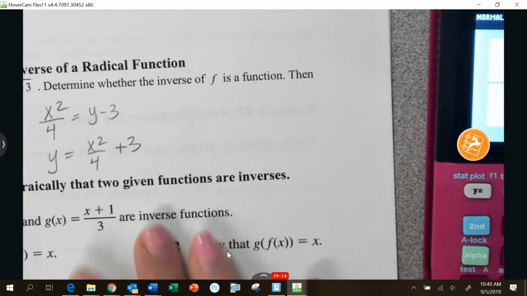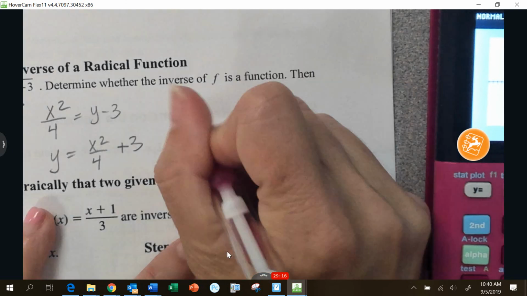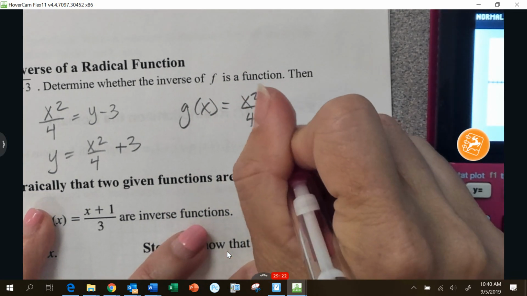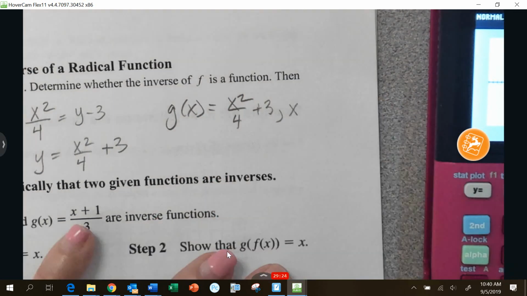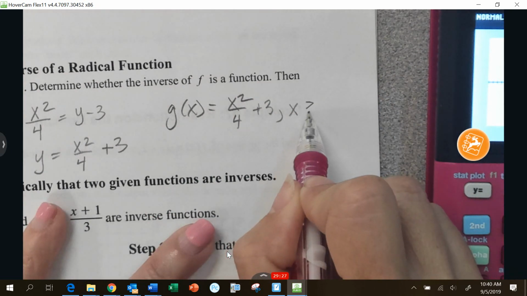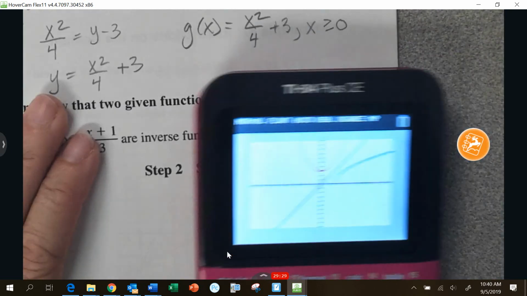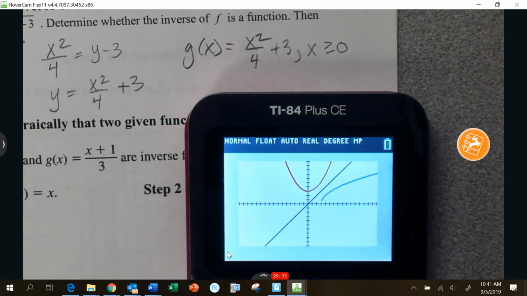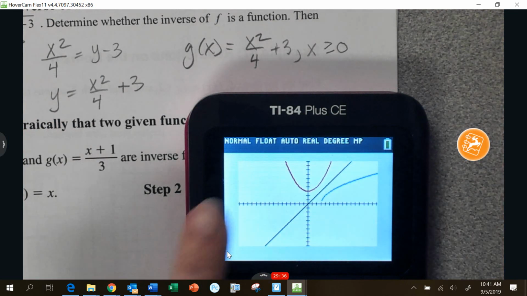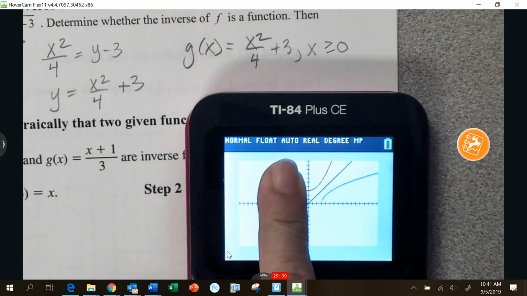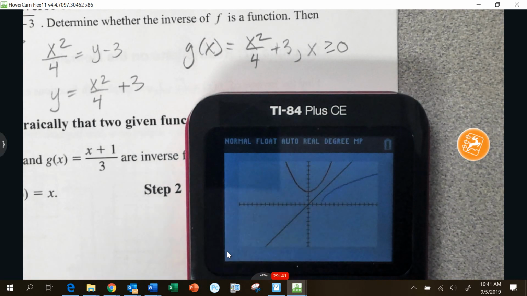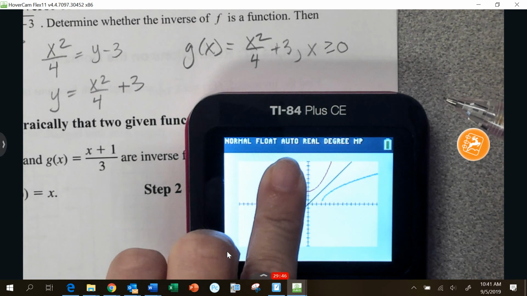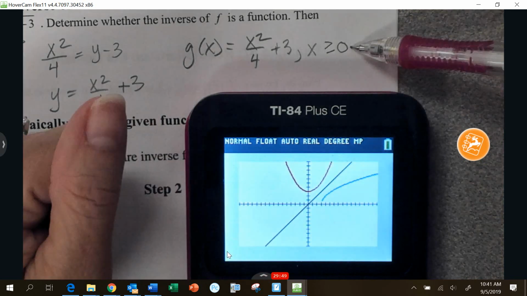So what I'm going to add on to my answer, I'm going to put g of x equals x squared over 4 plus 3. I'm going to put a comma, and I'm going to say my x values can only be the ones that are greater or equal to 0. That will give me the positive part of the red stuff, greater than or equal to 0. Not that part. It still doesn't look perfect, but it's just because it's on the calculator. Okay? That's probably the hardest part of this whole thing, is figuring that out.